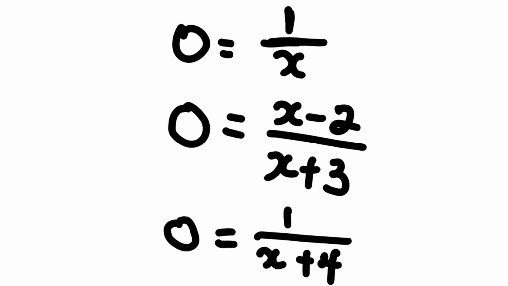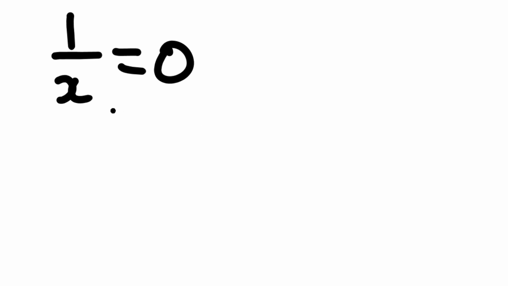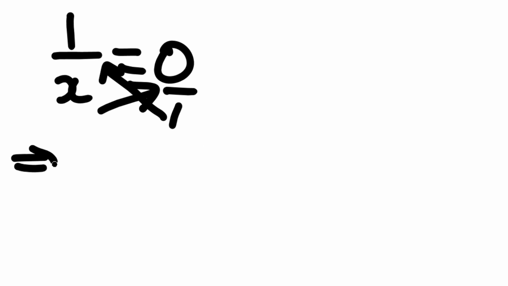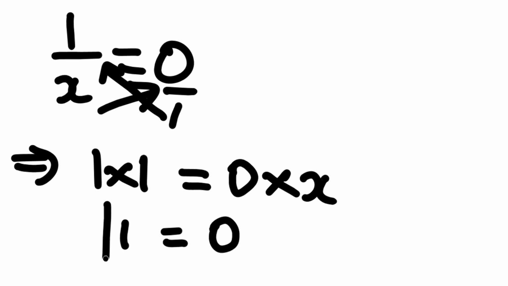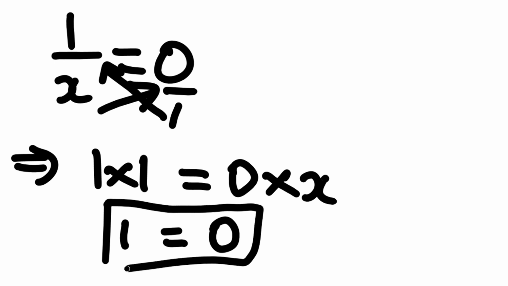So let's start. We are going to find the zeros of this one. The first one is 1 over x. To find the zero, you equate it to 0, so that you can do cross multiplication: 0 over 1. So 1 times 1 from the denominator of the 0 is equal to 0 times x. That gives 1 times 1 is 1, equal to 0 times any number, which is 0. So 1 is equal to 0. This doesn't make sense. 1 cannot be equal to 0.